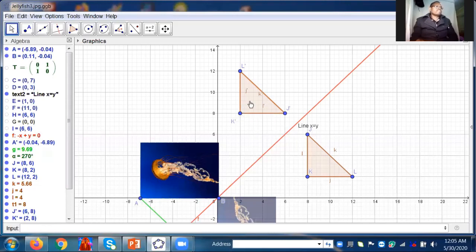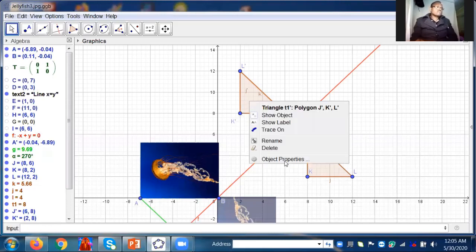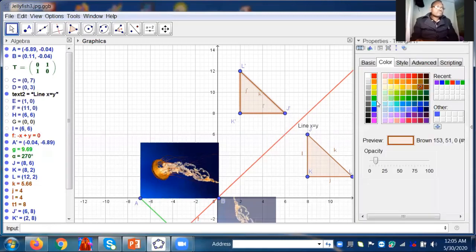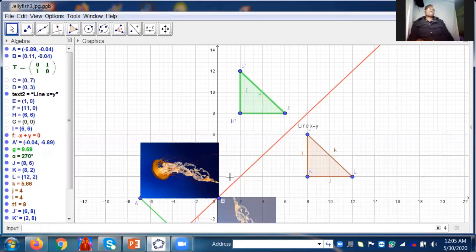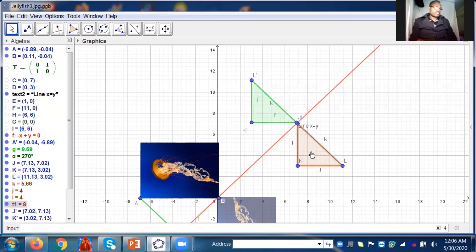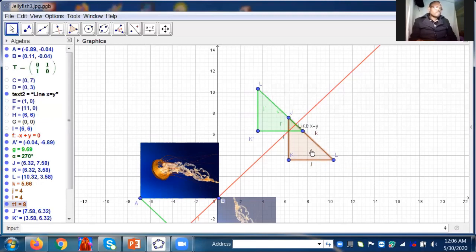We can even change the color of the image. The color of the image is green. And then we can move the object to see how the image behaves. So when you move the object closer to the mirror line, the image also moves to the mirror line. We can move the object across, and then the image also moves across.